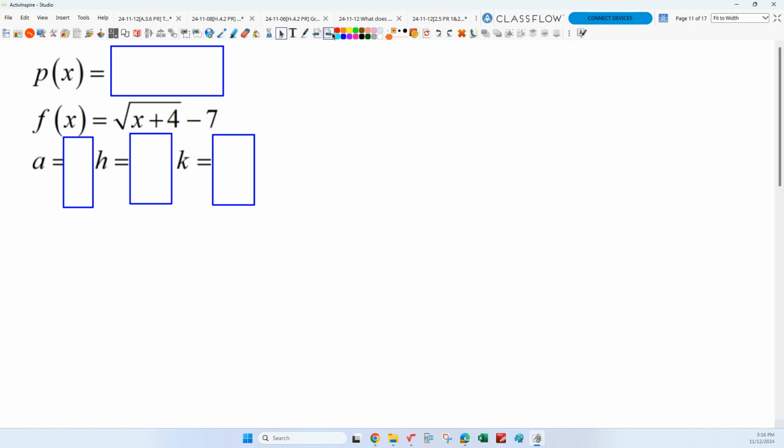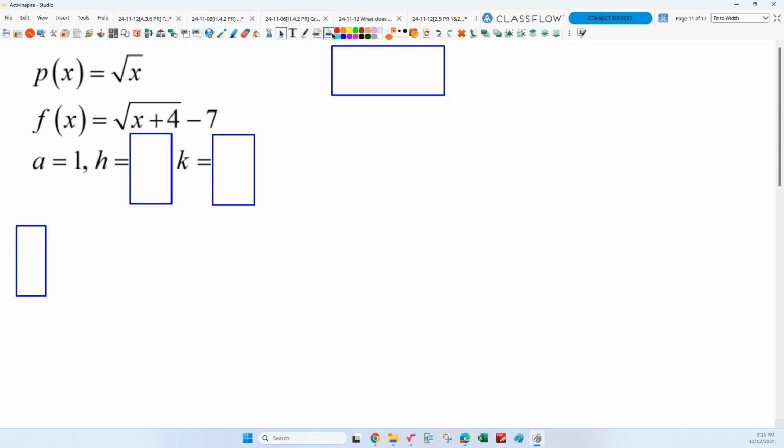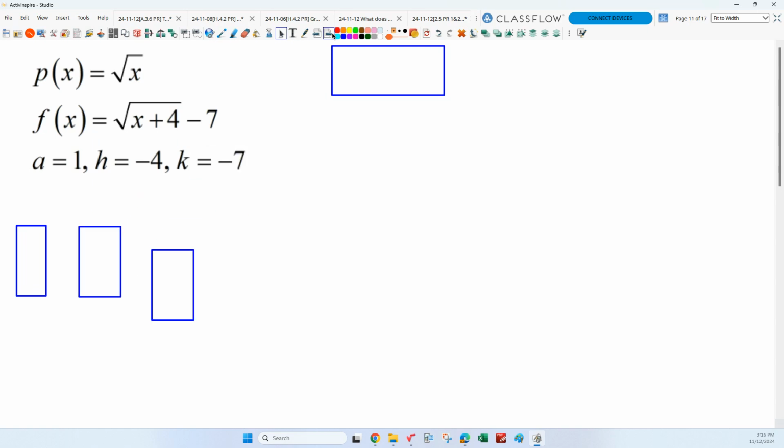So what kind of graph is this? What kind of function? It's a square root. If I erase all the numbers, I'm just left with the square root of x, aren't I? Right? So what's that look like? Well, it just starts at a point and then it kind of flattens out with time. So we could start with that graph and tweak it in this way. What's A? 1. So we didn't stretch it vertically at all. What's H? -4. So we slid it to the left 4. And what's K? So we slid it down 7 and we could graph it. See my point?